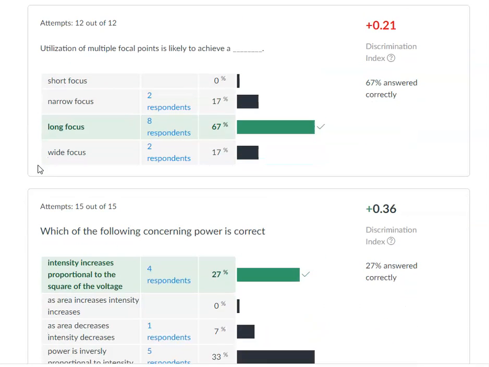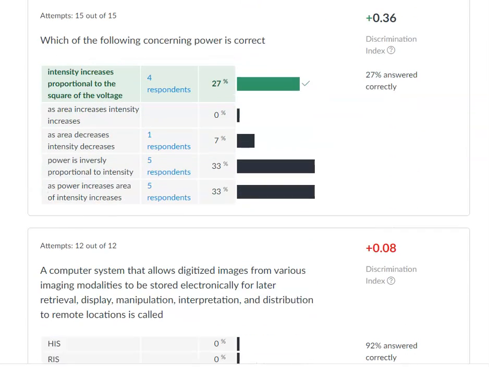Next, utilization of multiple focal points is likely to achieve a longer focus. So you're using multiple focal points, and so you're extending your focus deeper into the patient's body.